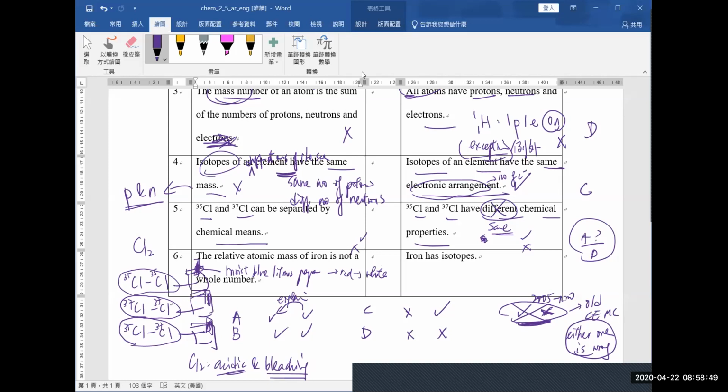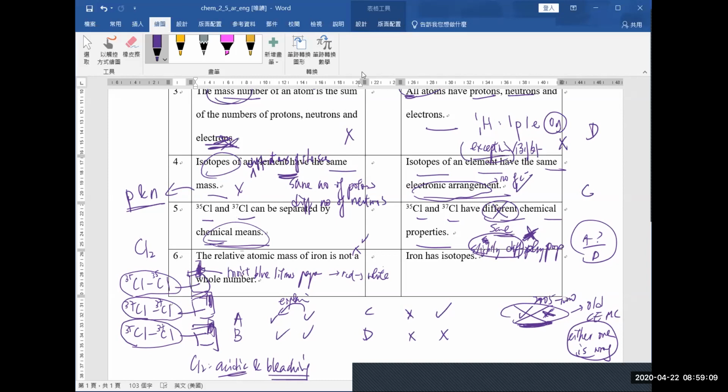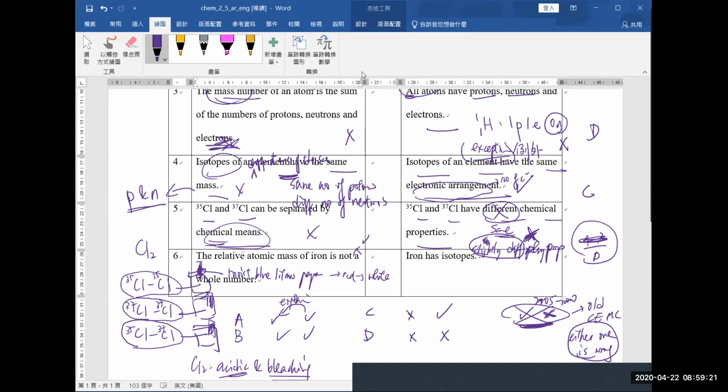But for the physical property, we have got a slightly different physical property. So all of you, could you please mark it. Okay, so this statement is not correct. Because of that, it is quite difficult to separate by chemical means. Chemical means you use some chemical method in terms of chemical reaction to separate chlorine 35 and chlorine 37. So this one is not correct. So the answer is D, but not A. You understand?